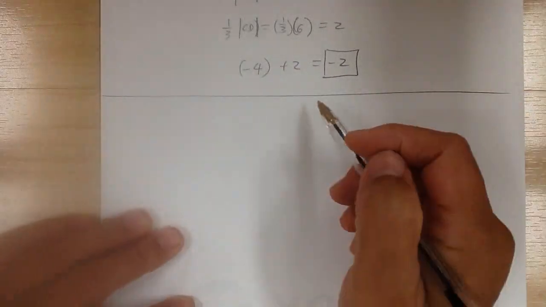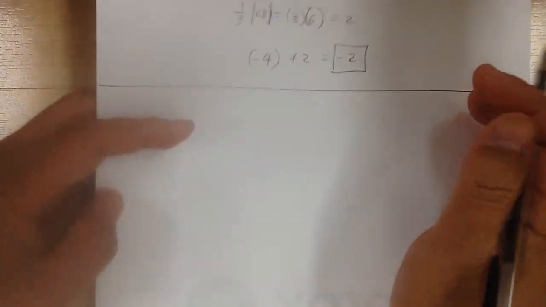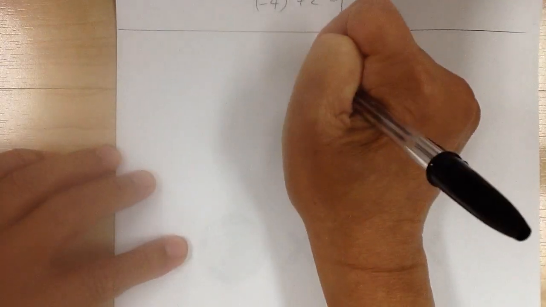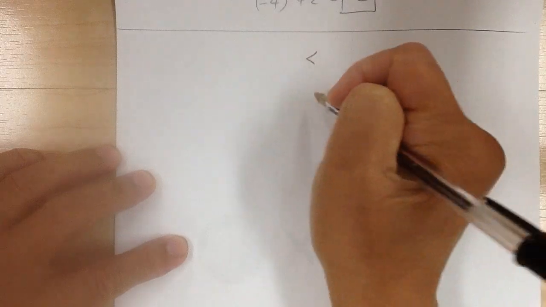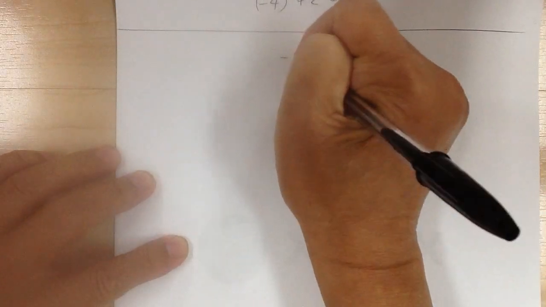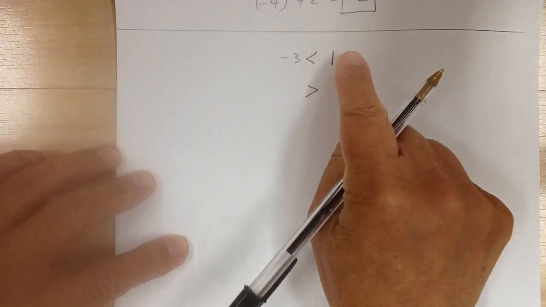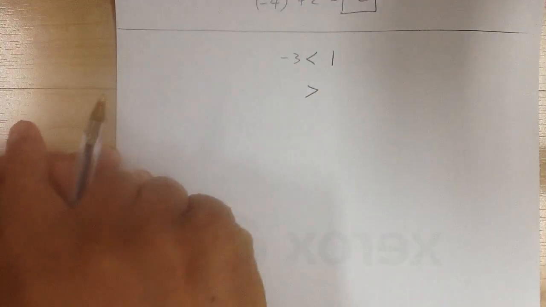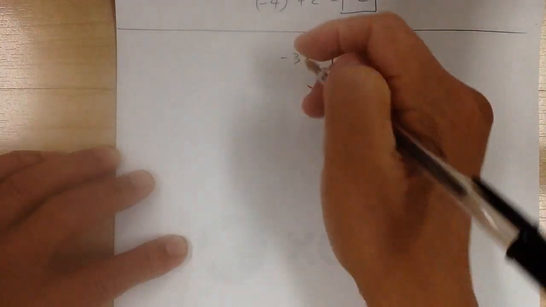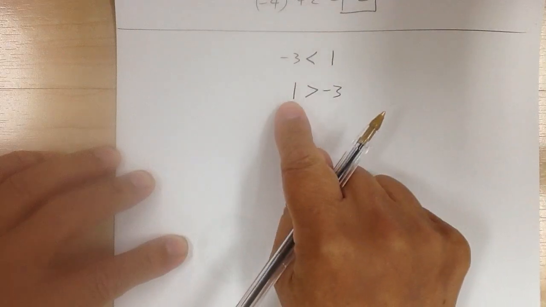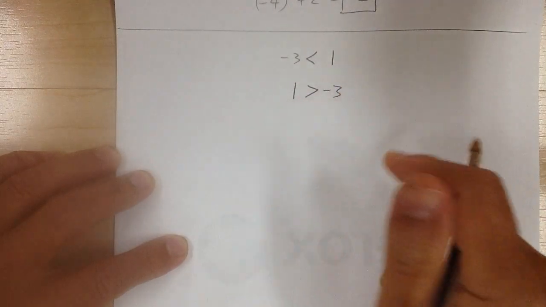Okay, now let's go to the topic below example 1. This symbol means less than, and this symbol means greater than. For example, you have -3 is less than 1. So the way to say it is -3 is less than 1. You read from left to right. Or another way to say it is 1 is greater than -3.